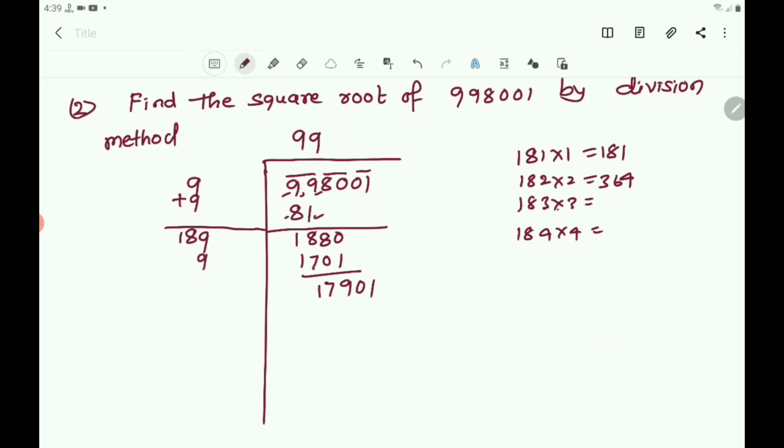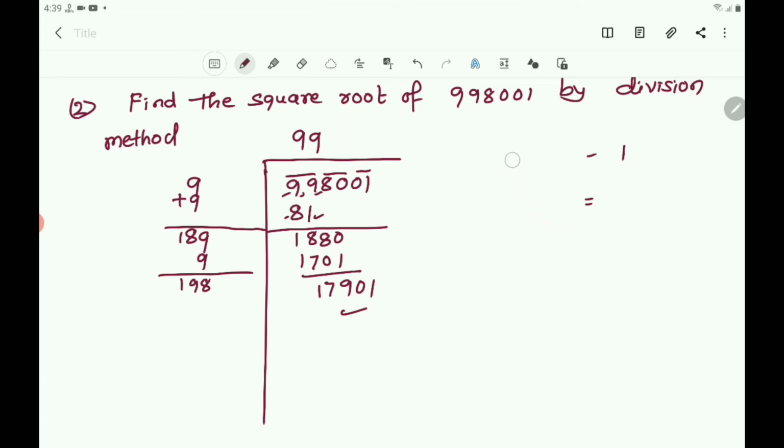Then here you add 9. 189 plus 9 becomes 198. Next here you must put some number in front of this 198, and you have to multiply that by the same number you have taken in front of 198, and you must get the value 17,901.